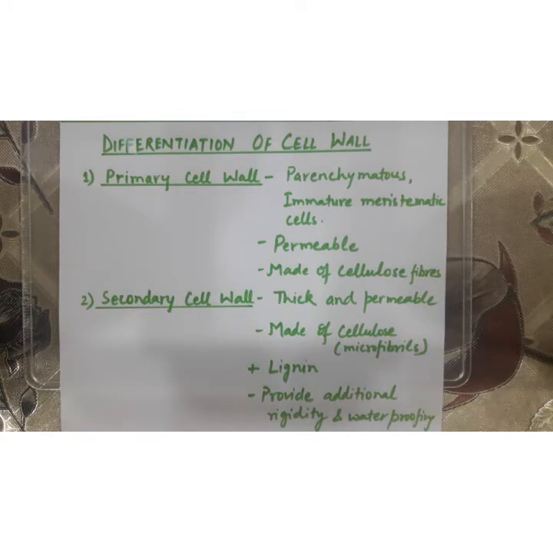As the plant grows, the primary cell wall becomes the secondary cell wall, which is thick and permeable, consisting of microfibrils of cellulose. It also has the deposition of lignin, so it provides additional rigidity and waterproofing.